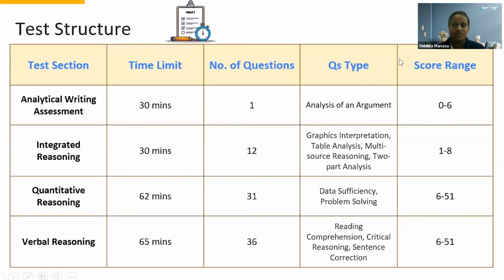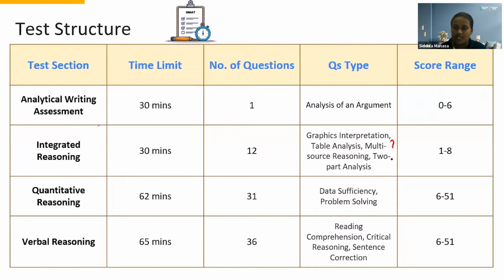First thing to start with is let's understand the test structure of GMAT. There'll be four sections that would be tested in GMAT. One is the writing section, then the quantitative reasoning section, then the verbal section, and at the end the integrated reasoning section. Speaking about the writing section, it is of 30 minutes. There'll be one question type, which is analysis of an argument, where the score ranges from 0 to 6 points.